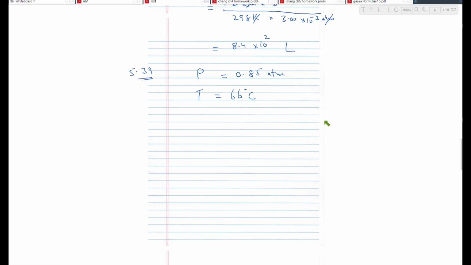And it's allowed to expand until its final volume, pressure, and temperature. So 94 ml.